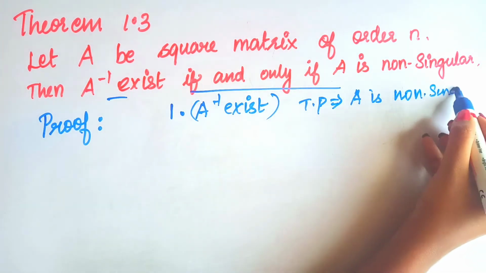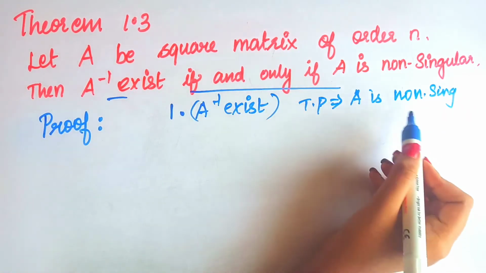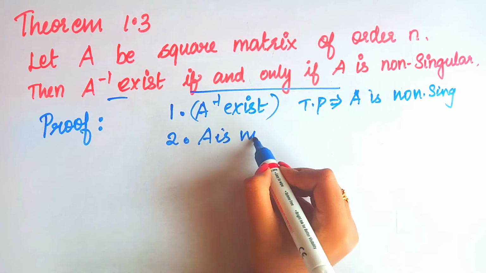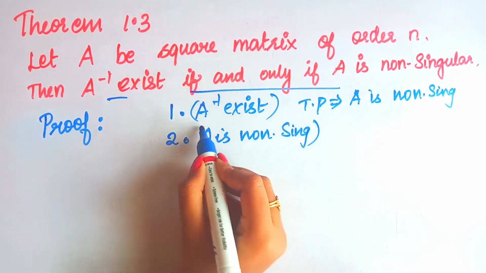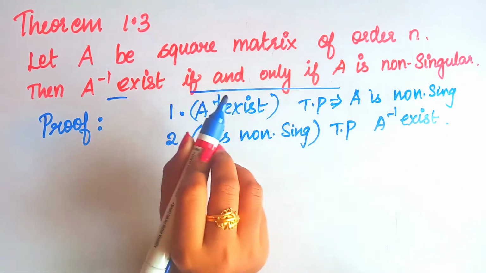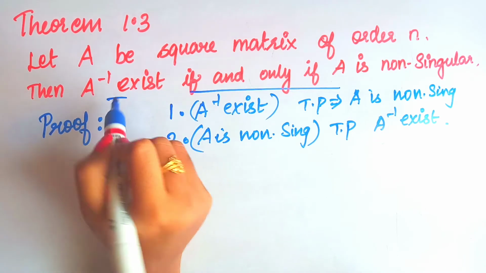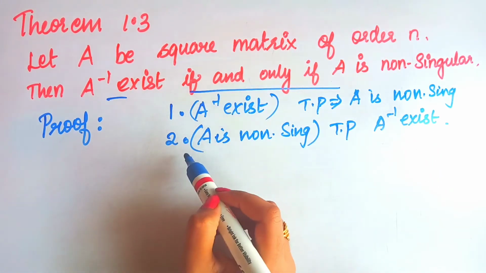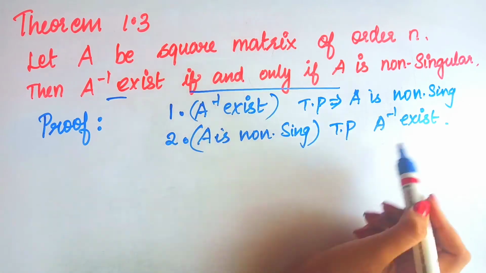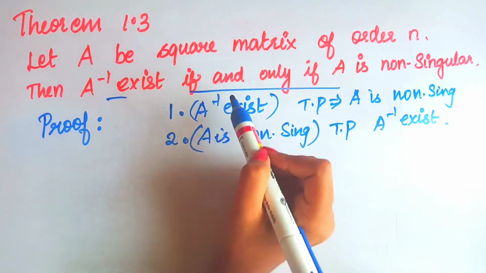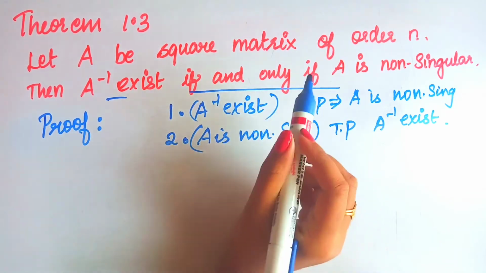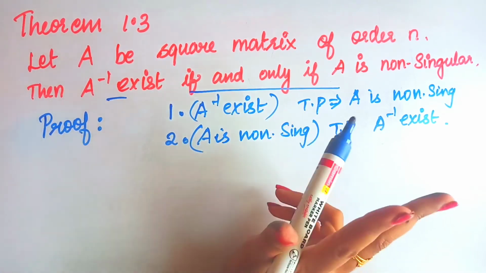So in the first part you have to take A inverse exists and we have to prove A is non-singular, and in the second part you have to take A is non-singular as the given part, and then you have to prove A inverse exists. So this applies whenever a theorem has an if and only if condition. If this condition appears, you have to prove that theorem in two ways, which means by two parts. So these are the parts.